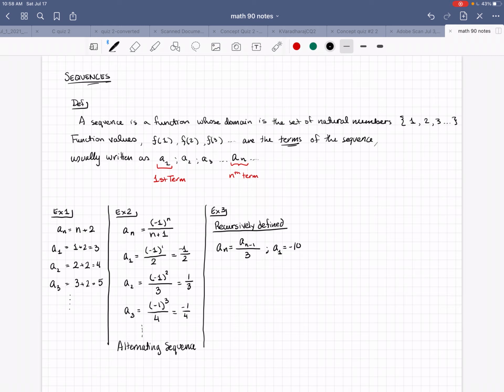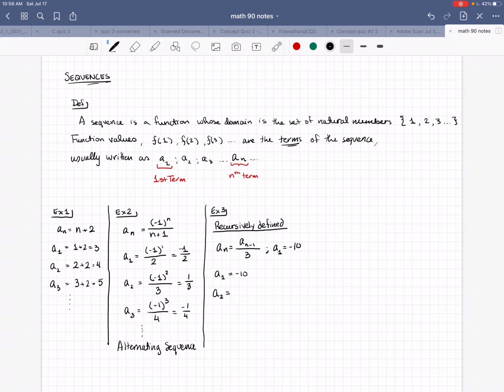In recursively defined sequences, you are going to be given some way to define the nth term based on terms that came before it. It could just be 1, it could be more than 1, so we'll look at an example in a minute of a pretty famous sequence where the recursive definition involves 2 terms. And so let's try this. We are given the first term, so a sub 1 we know to be negative 10. So let's look at what a sub 2 is.